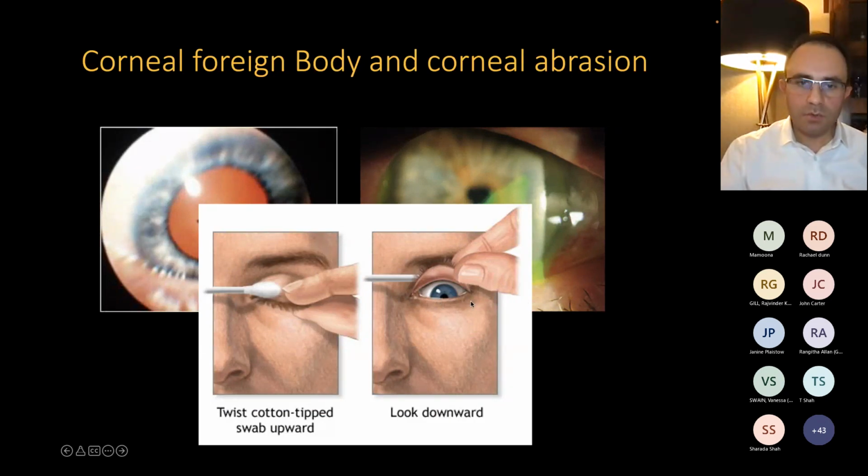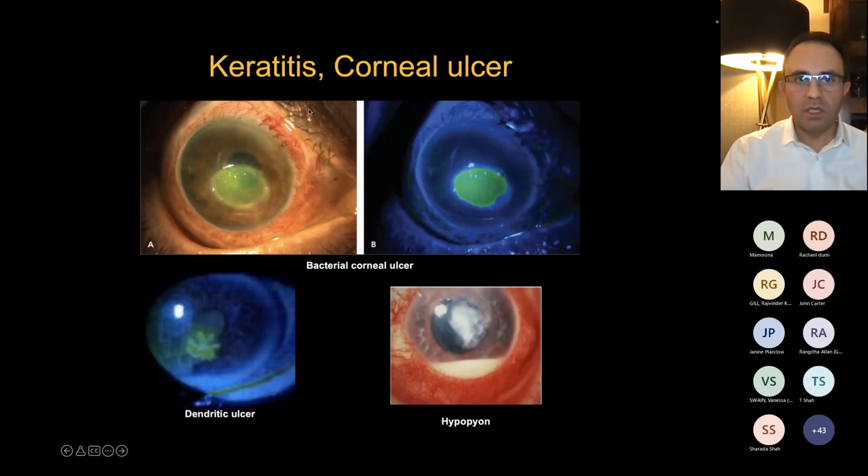So it can be very useful if you learn how to do it, and you can check before sending the patient. Keratitis or corneal ulcer, any contact lens wearer, you need to put fluorescein and look for the sign of the keratitis or the corneal ulcer.